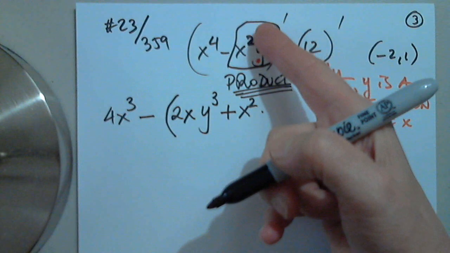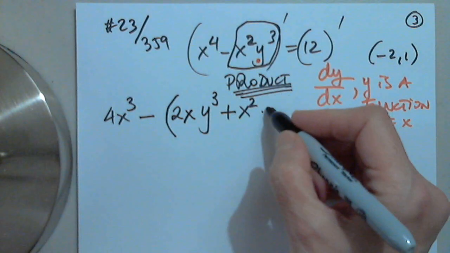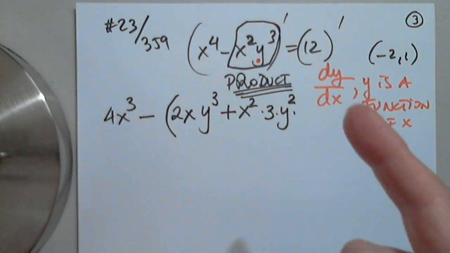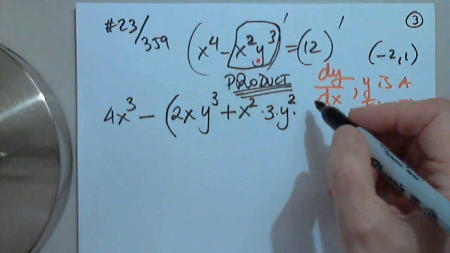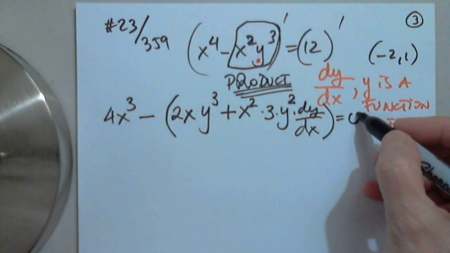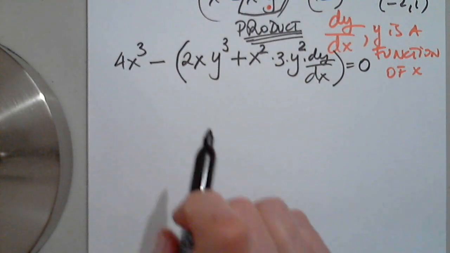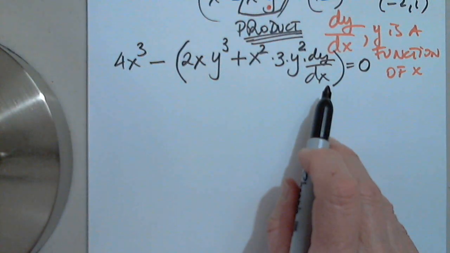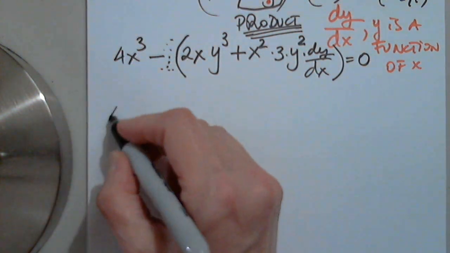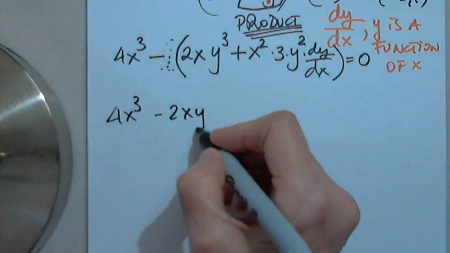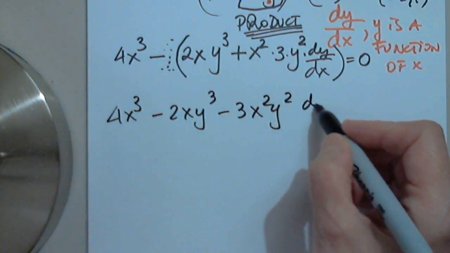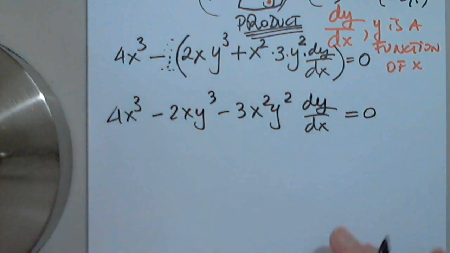But remember, this is a function. We bring down 3, we subtract 1 from the power, and we multiply by the inner function prime, by the chain rule, dy over dx. And the right-hand side is 0. At this point, I can distribute the negative sign, or the negative 1. Same thing. So 4x cubed minus 2xy cubed minus 3x squared y squared dy over dx equals 0.